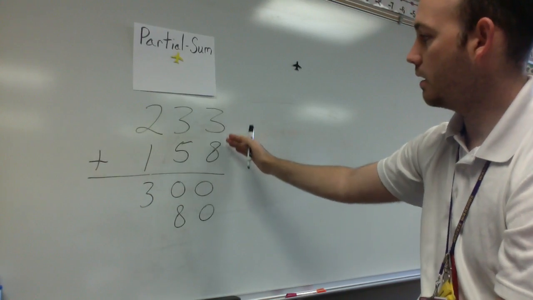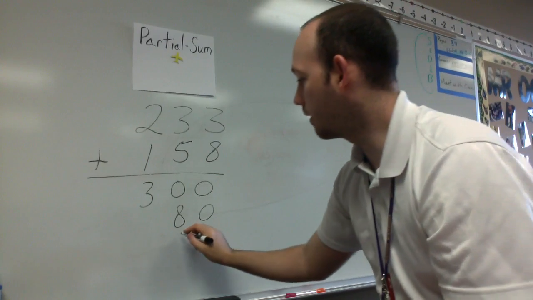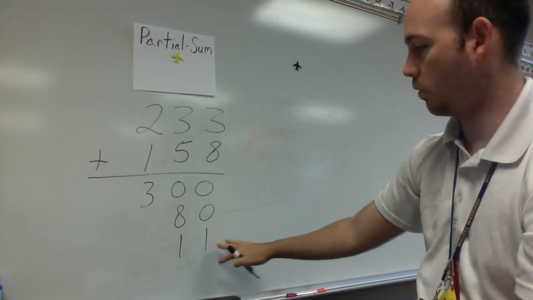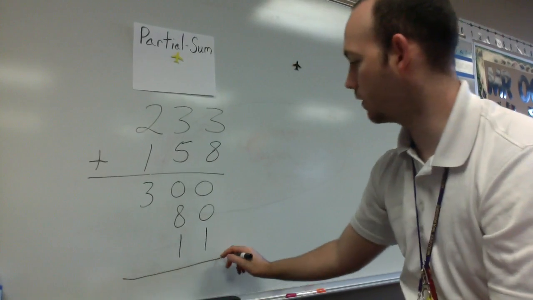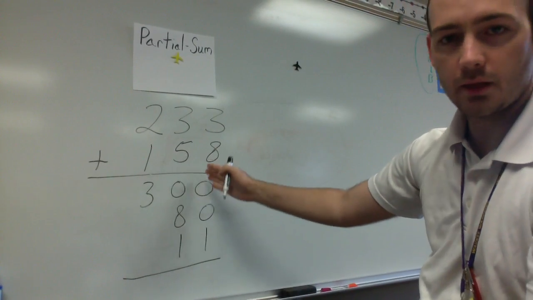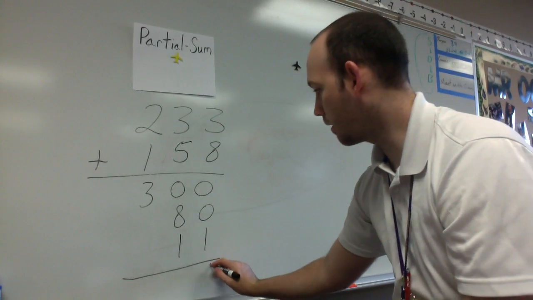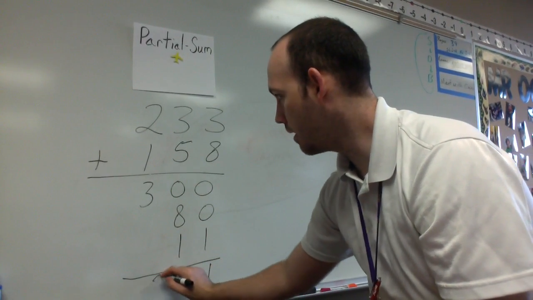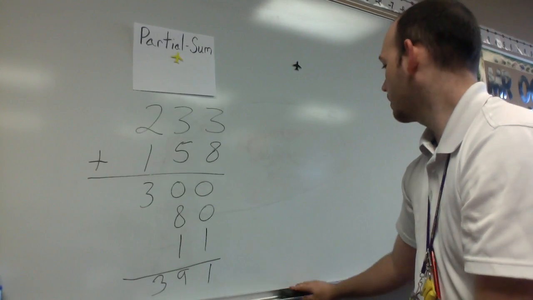Then we have a 3 plus an 8. That one gets a little more tricky because we end up with an 11. So we don't just put a 1 with a bunch of zeros, we actually write our 11 there. When we add all those together, you can see in this method it gives you some very easy addition to do here. So you end up with a 1, a 9, and a 3 for 391.